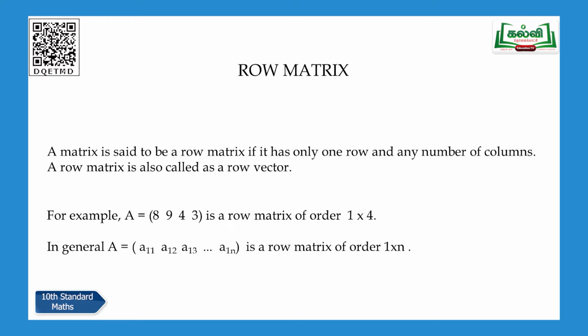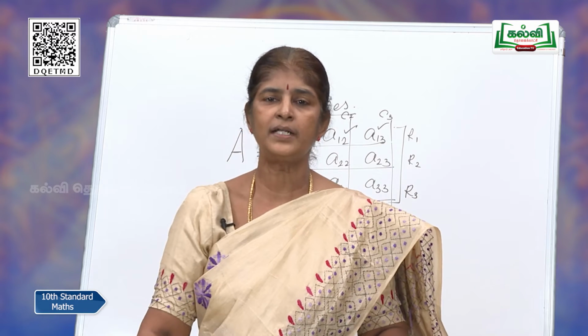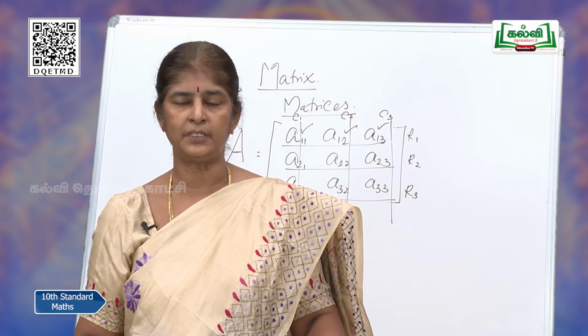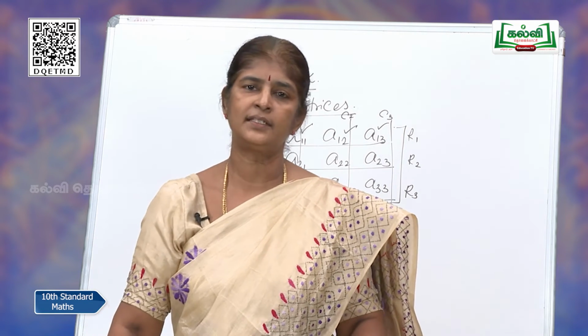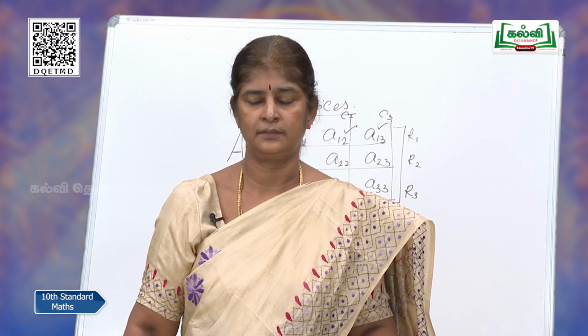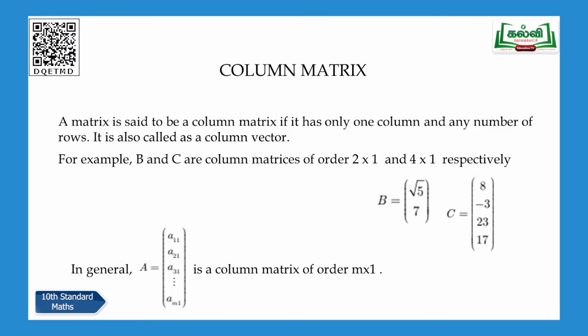So in general, A is equal to A11, A12, A13, etc., A1n is a row matrix of order 1 by n. So it is clearly said that for a row matrix, the number of rows should be 1 and the columns can be any number. Now the next thing is the column matrix.